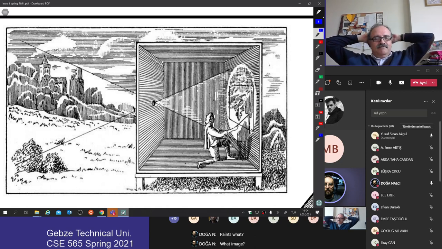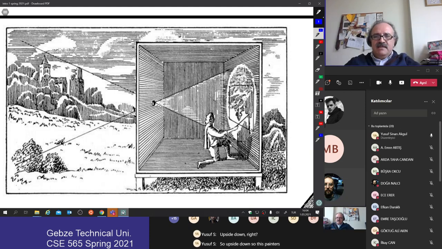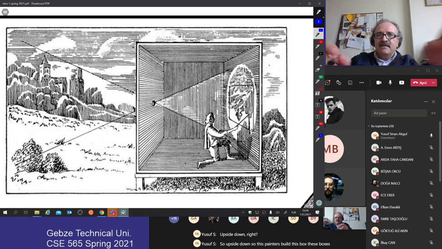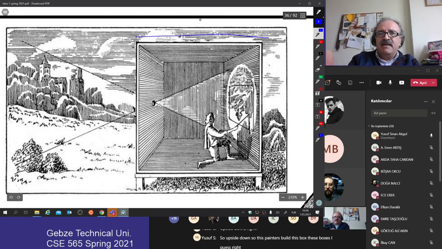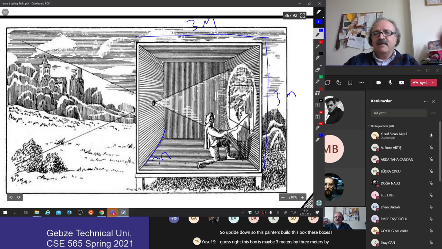Painter paints what image formed coming from a pinhole, and it's a reverse. Yes, upside down, right? It's upside down. So this painter built this box. This box is maybe 3 meters by 3 meters, I guess, right?